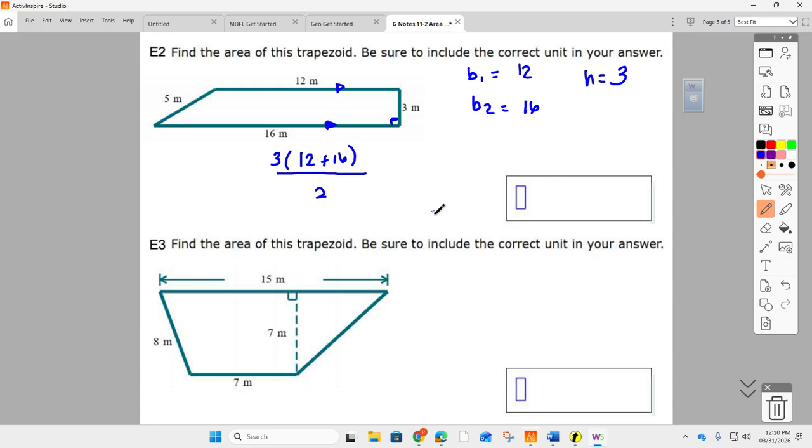What'd you get, Amaria? What'd you get, Tori? What'd you get, Miles? Yes. So 42, okay? Did I get the right answer? No, what do I need? Yeah, in this case it's actually meters squared, but yes, meters squared.